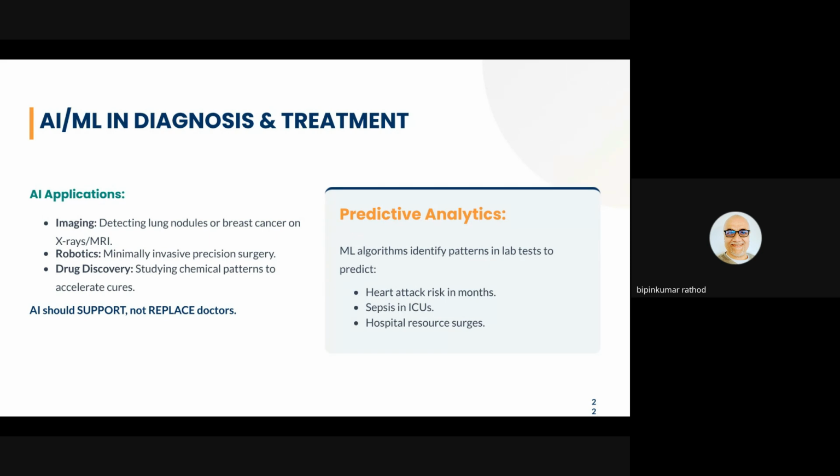So, you need to remember that in the initial stage of any new technology, irrespective of the technology behind it, AI should support, not replace the doctor. Remember it, because doctors will still be needed. So it's the concept called human in the loop. But right now, predictive analytics is actually working for many disease groups, let's say heart attack, sepsis in the critical care unit, and hospital resource surges in activities during the peak time of the hospital.